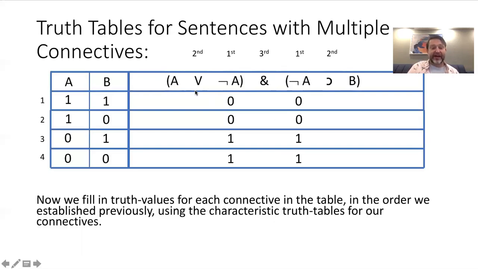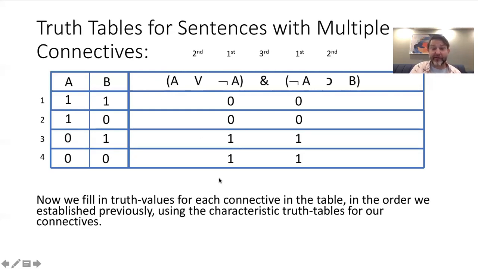Now we want to move out to deal with the second level of connectives we want to look at. So that's this disjunction and this conditional. And so we can look here for reference column A. If A is true and not A is false, then A disjunction not A will be true. And in each of these instances, not A is true. So even though A is false, these also are going to be true.